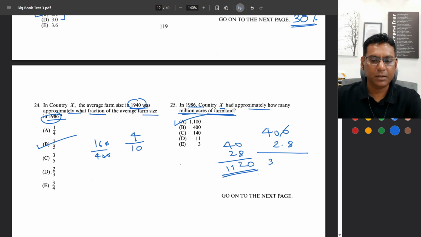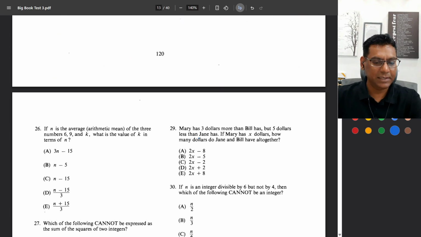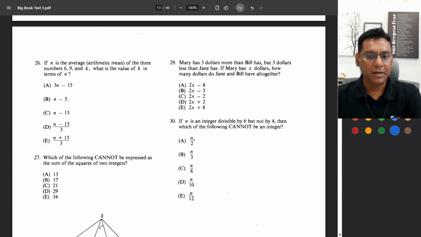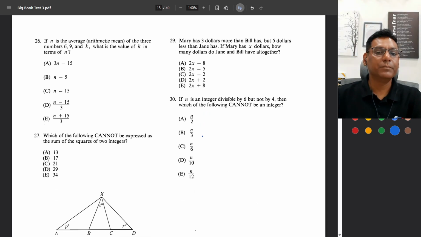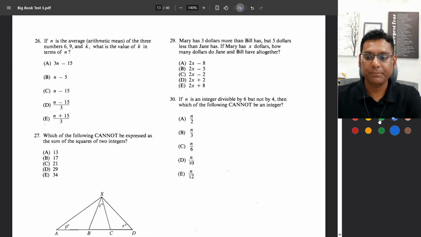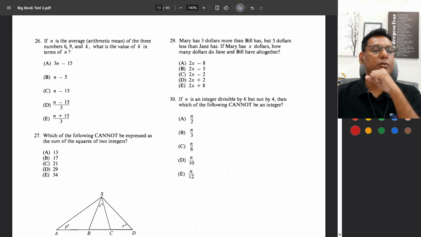Right? Okay. I think this is really an easy set. This is probably the easiest set in this whole series so far, at least. Okay, let's look at question 26.